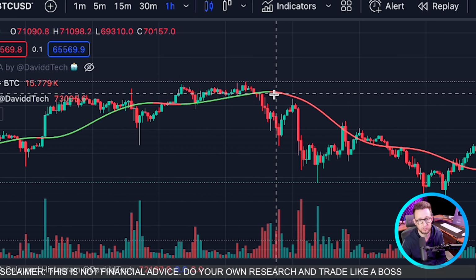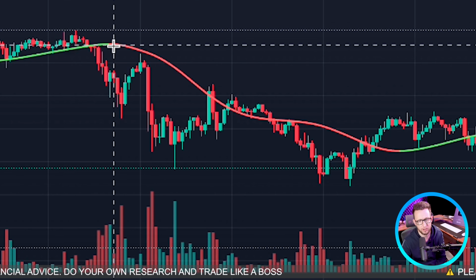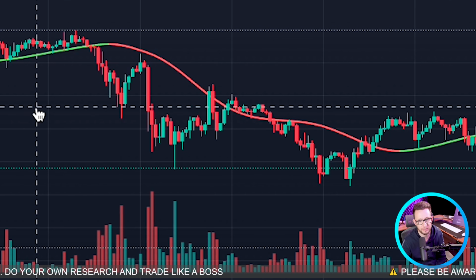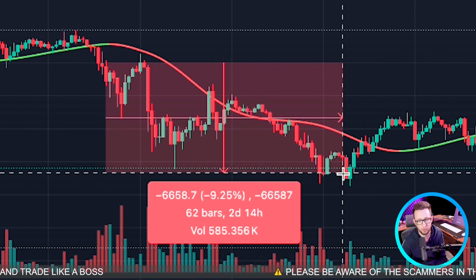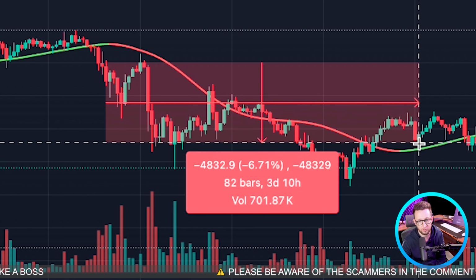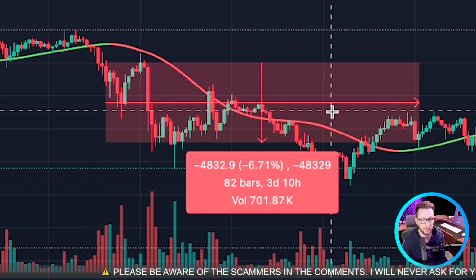Now we take into account for our entry the color of the band. So when red, we're looking for shorts, and when price is below it, we're confirming our short, and we don't get out until we actually cross back over into a green. Look at that entry, it looks absolutely brilliant. That's why I absolutely love the T3.